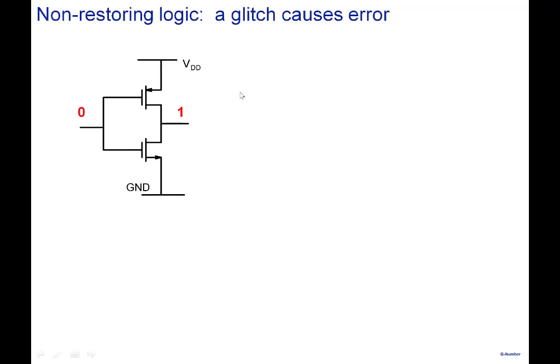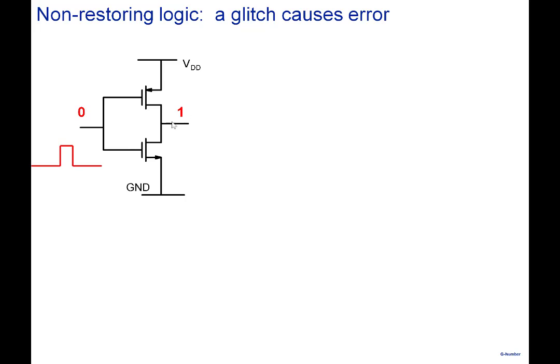The other one is note that it's a non-restoring logic. What do I mean by that? Non-restoring in the sense, look at this normal fully complementary CMOS gate. You apply a 0, you get a 1, obviously. Now, suppose for some reason, as we had seen in earlier lectures, there is a glitch here. That is normally 0, and it momentarily goes to 1 and then comes back to 0, okay? And so we were calling this a static 0 hazard and static 1 hazard and all that. So suppose this happens, there's a glitch here.